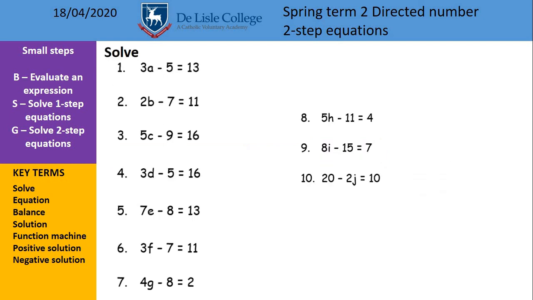Okay, so here's a few more examples with the negative numbers. Work your way through those. Number 10, be very, very careful with, because it's the one we touched on earlier, where you've got a negative algebraic letter. You've got minus 2j.